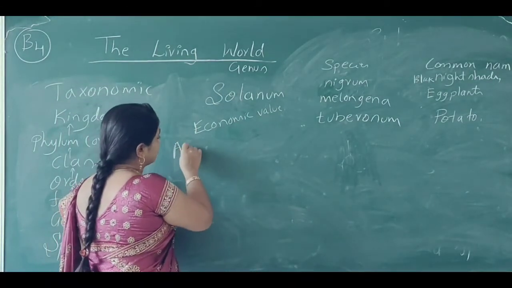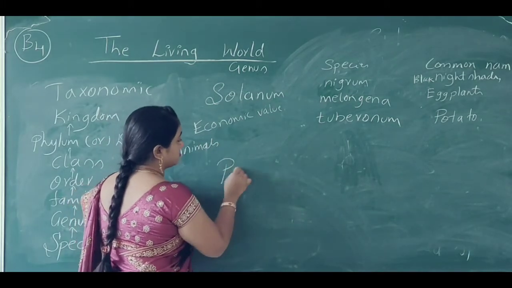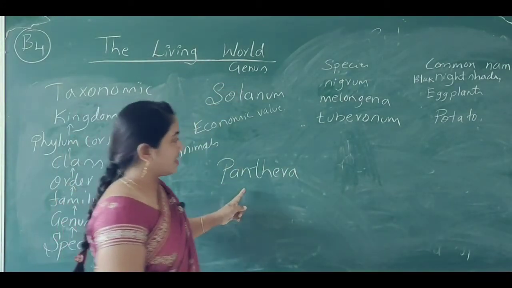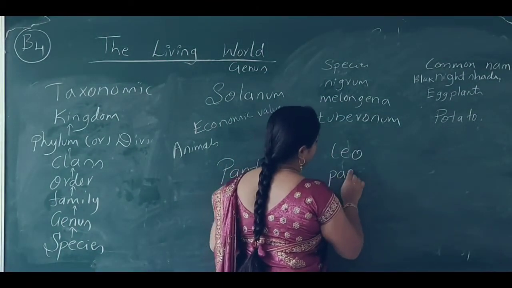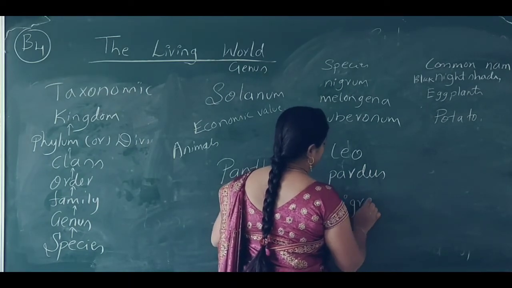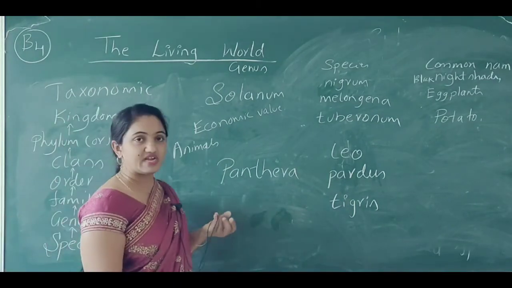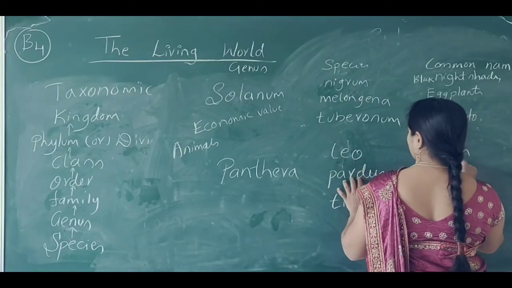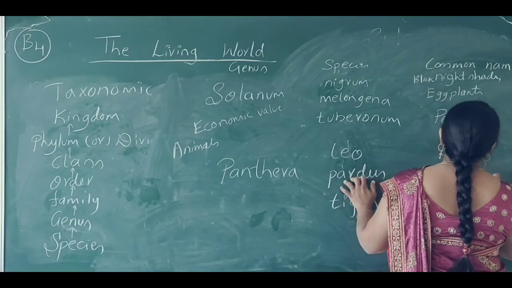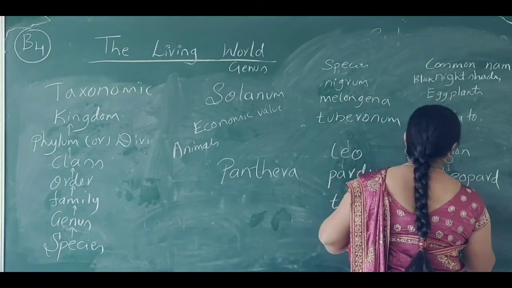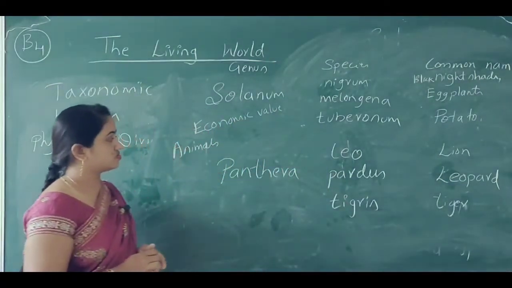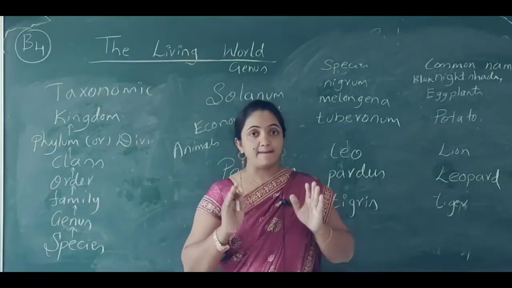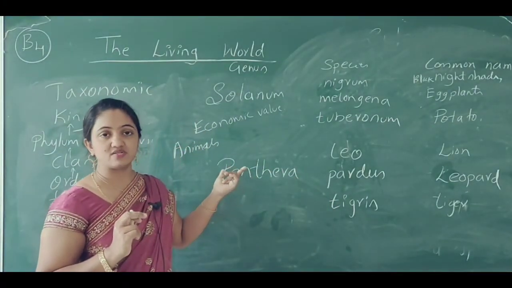If we talk about animals, I'll write here Panthera. Panthera is the genus name, and the species are Panthera leo, Panthera pardus, Panthera tigris. These are three different scientific names. Panthera leo, the common name is lion, Panthera pardus is leopard, and Panthera tigris is tiger. Lion is totally a different animal. Lion, leopard, tiger are all different species.